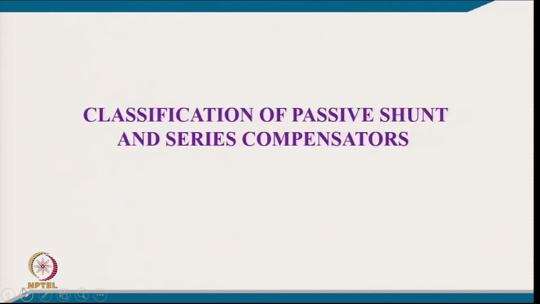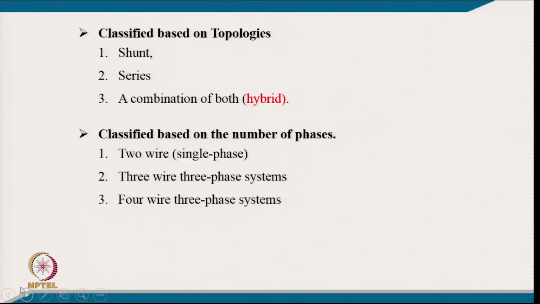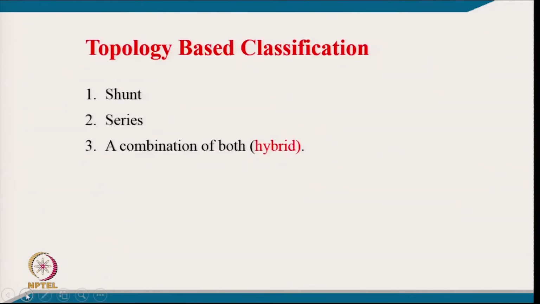We would like to classify these passive shunt and series compensators. Well, we classify based on the topology, like either they are connected in shunt or series or a combination of both, like a hybrid, meaning you have a series compensation as well as shunt compensation. It can also be classified based on number of phases. I mean, you are using this compensator either in a 2-wire system like a single phase system, or in a 3-wire 3-phase system, or a 4-wire 3-phase system. So, that is another classification of these passive compensators you can have. Another classification is the topology based compensator, that we already talked about: shunt, series and a combination of both.